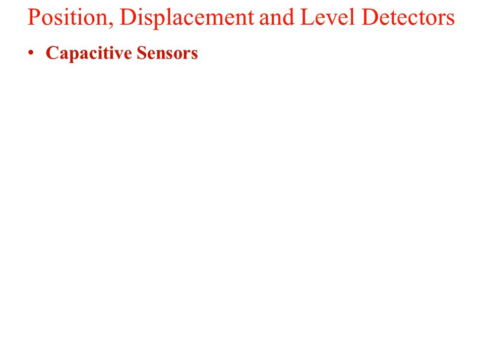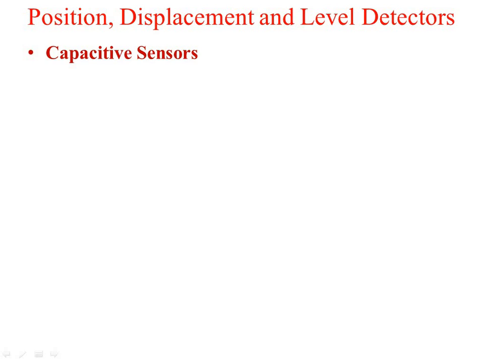The next sensor which is used for position and displacement is the capacitive sensor. Again, capacitive sensors are also used for level detection. We know that in previous lectures we have seen how the capacitive sensor is used for level measurement.